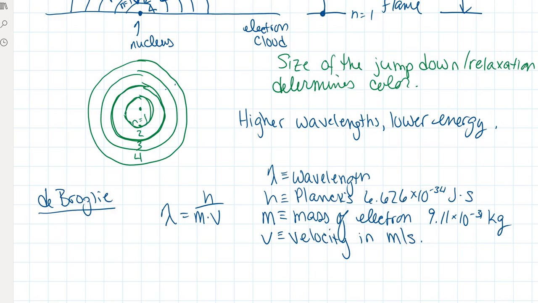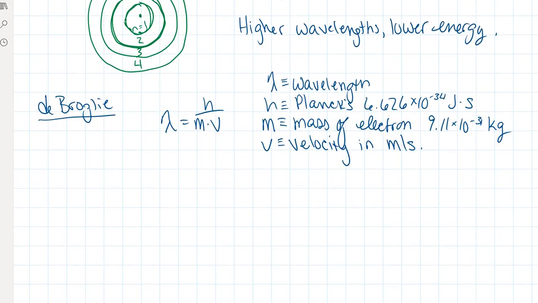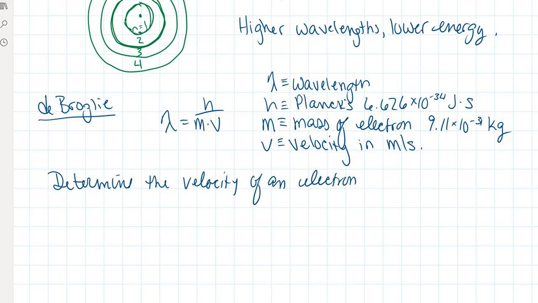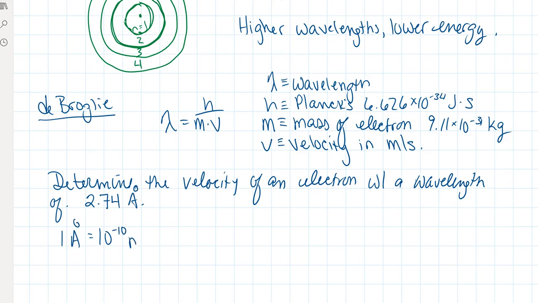And so de Broglie figured out that you can use the wavelength or the velocity to determine what the wavelength would be. So in this case, let's take a look. Determine the velocity of an electron whose light has a wavelength of 2.74 angstroms. And so with angstrom in this case, it's the same thing as saying 10 to the negative 10th meters. So what we can do is we can set this up.